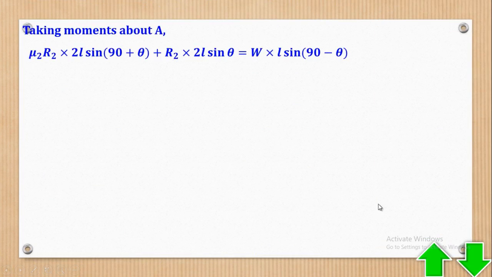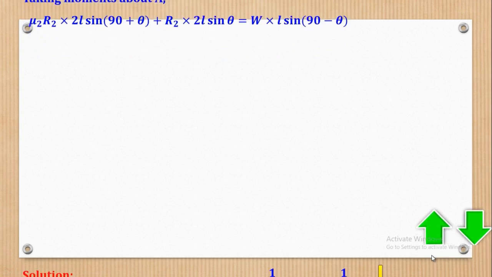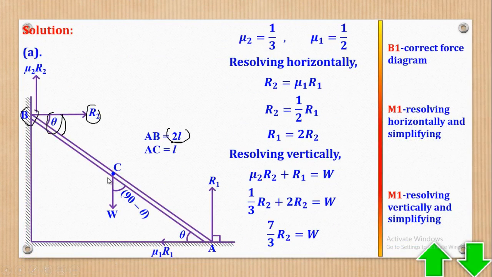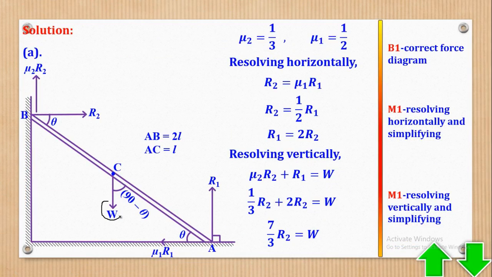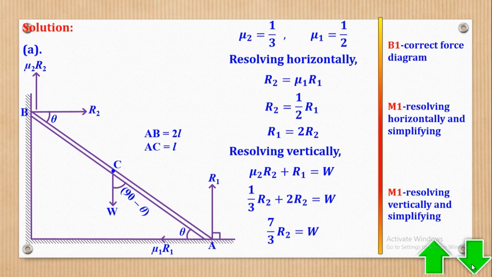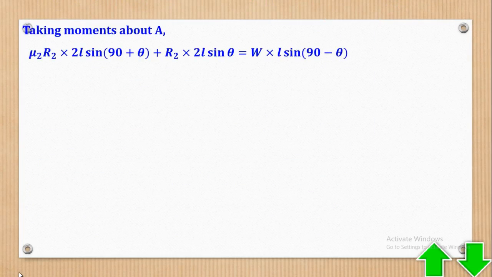What about this for W? For W, this is the force and it originates from point C, meaning the distance from the pivot to point C is AC, which is L, and the angle between them is 90 minus theta. Therefore, the moment will be W times L times sine (90 minus theta). So that is where this is coming from.